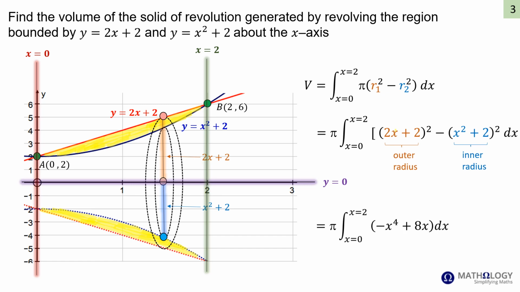So with the washer model, we're always subtracting the inner radius from the outer radius, rather the square of the inner radius from the square of the outer radius, and that difference in squared radius multiplied by pi will give you the area of the region between those two cross-sectional cuts.